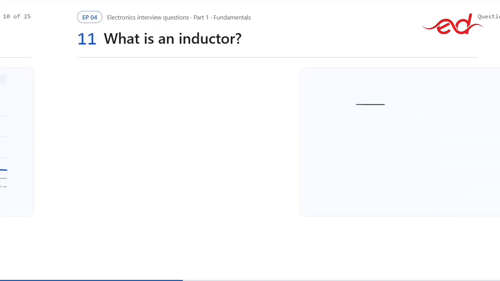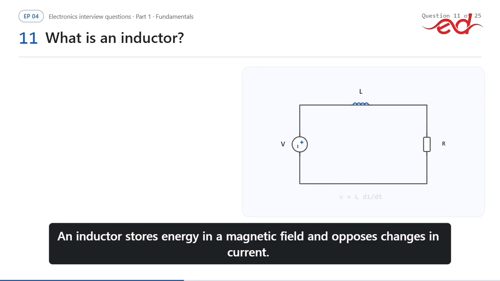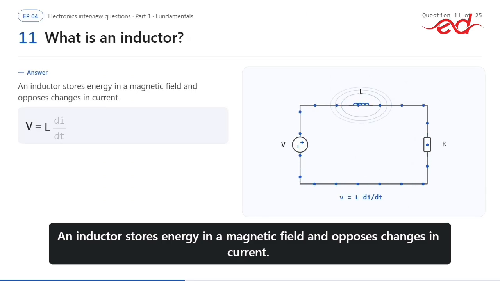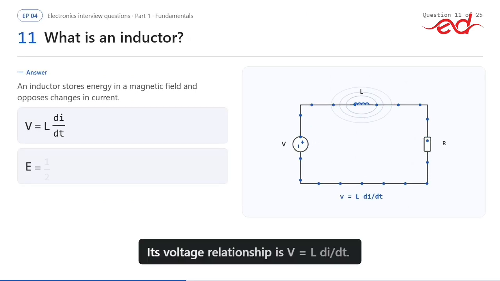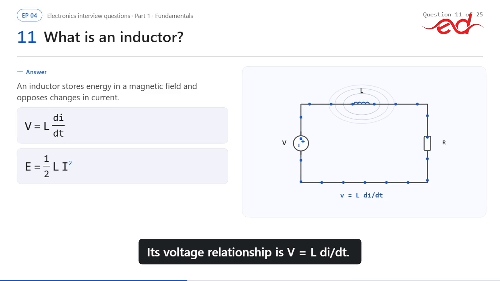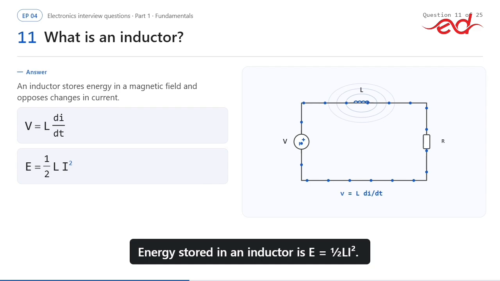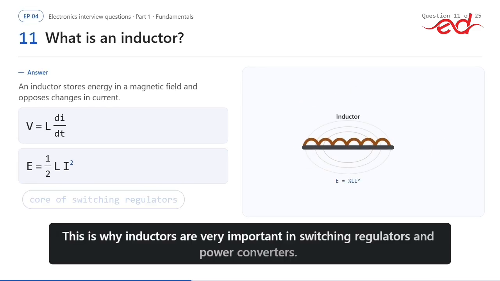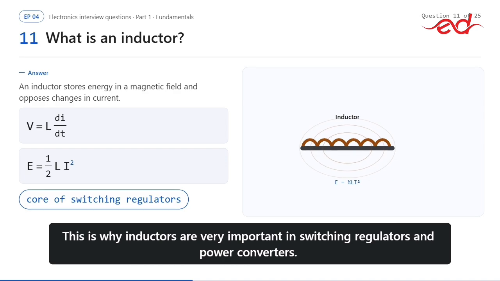Now coming to the next question, what is an inductor? An inductor stores energy in a magnetic field and opposes change in current. Its voltage relationship is V is equal to L di by dt, and the energy stored in an inductor is equal to half L I square. This is why inductors are very important in switching regulators and power converters.